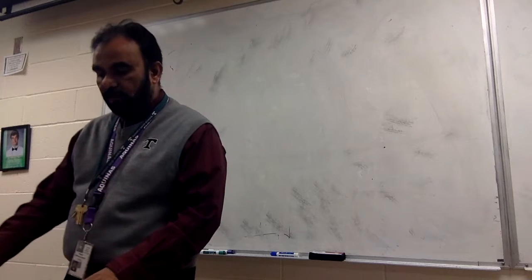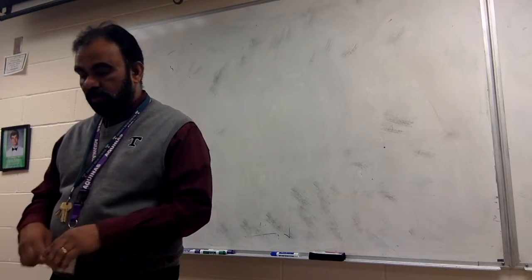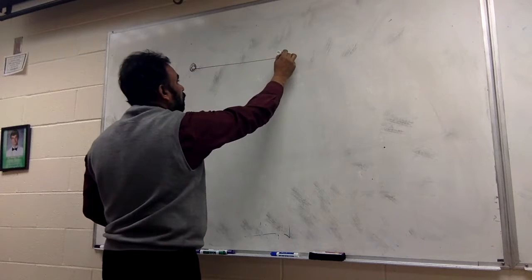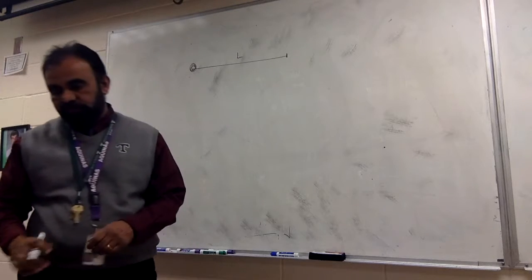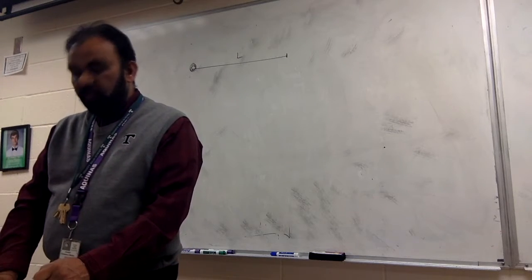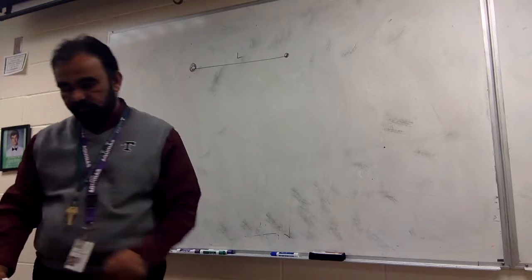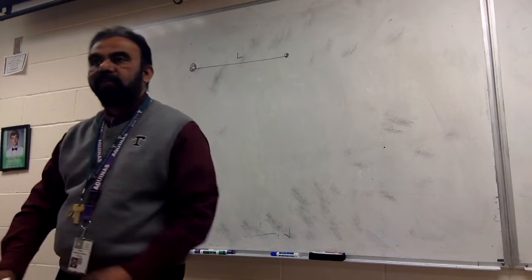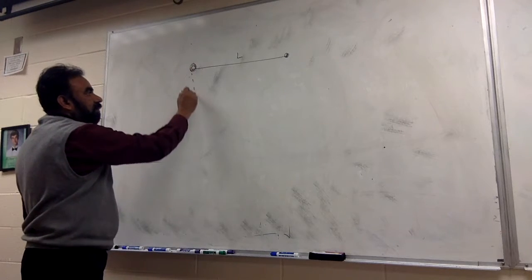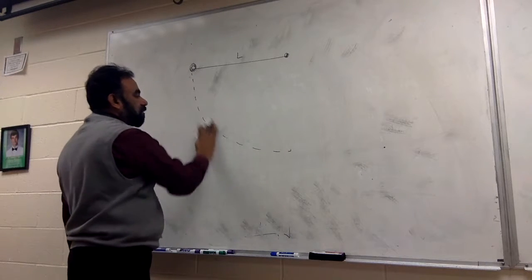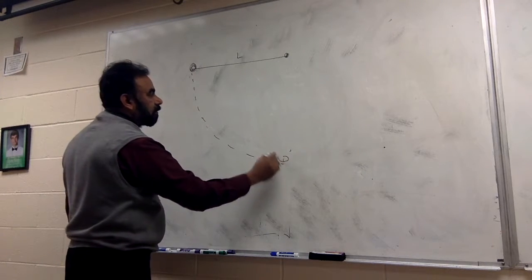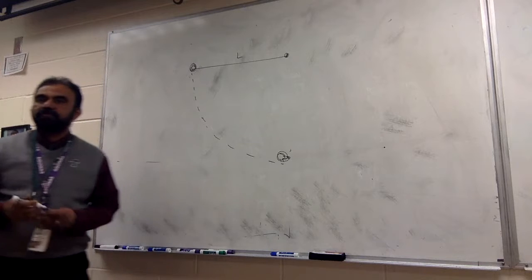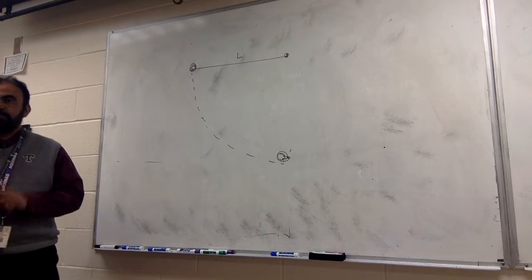Next one. A ball is attached to a horizontal cord of length L, whose other end is fixed. If the ball is released from here, what will be its speed at the lowest point of its path? How fast is it going to move here? That's the first question. How do you do it?